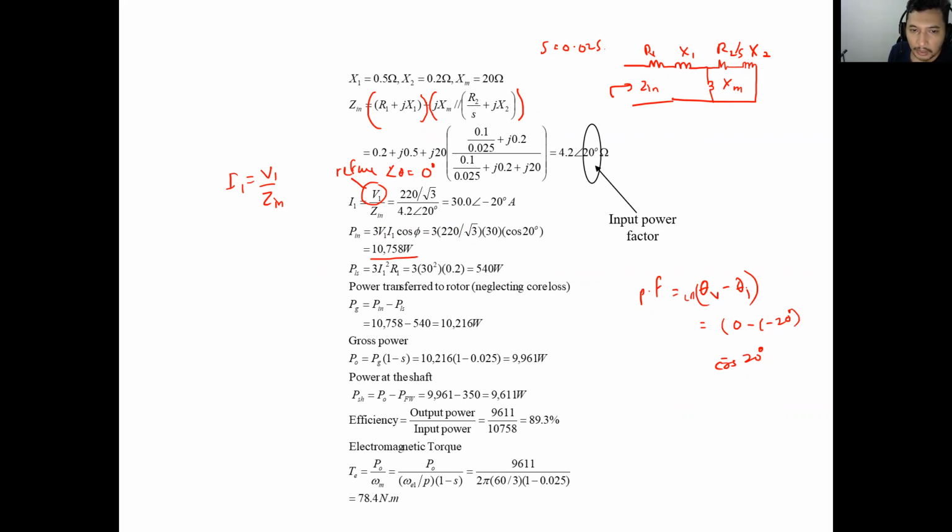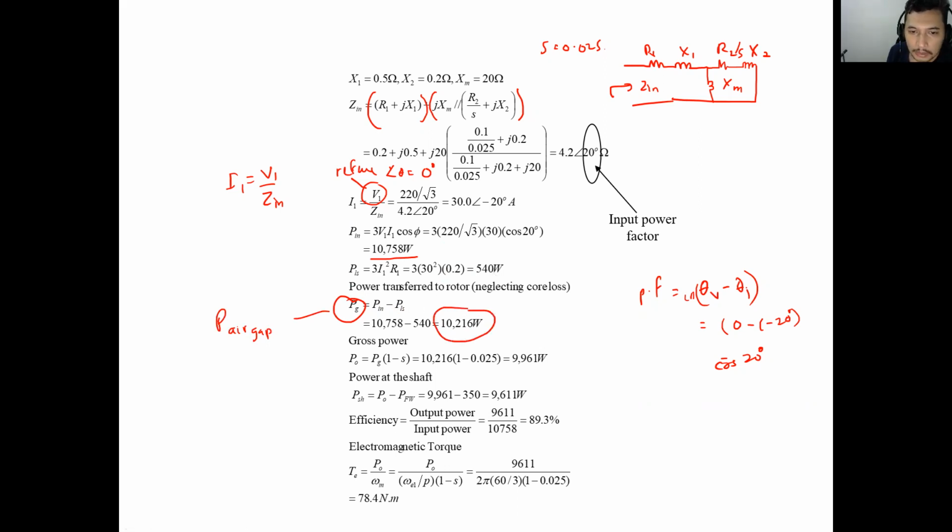Okay, and then we have losses at the stator side. Just use the stator losses equation, so you will have a value around 540 watt. The power transferred to the rotor, which is the P air gap, is the input power minus the losses. So this is the power that has been transferred to the rotor.